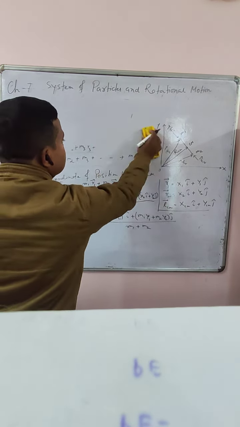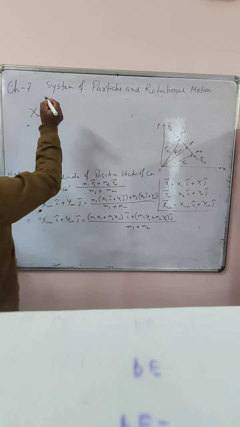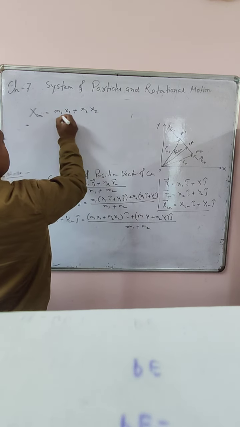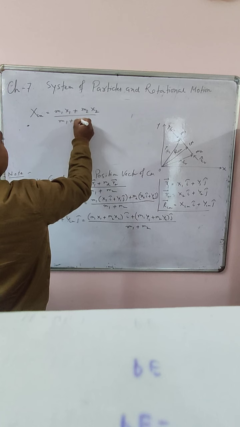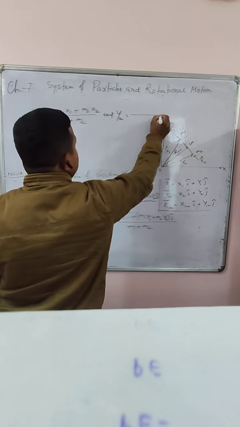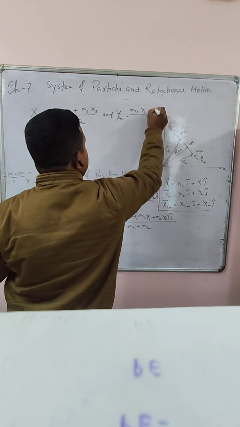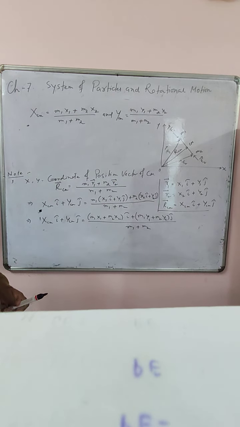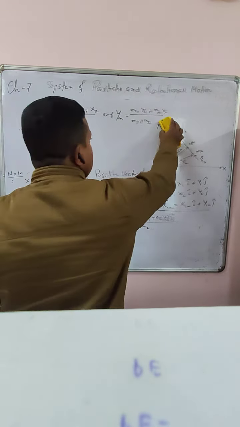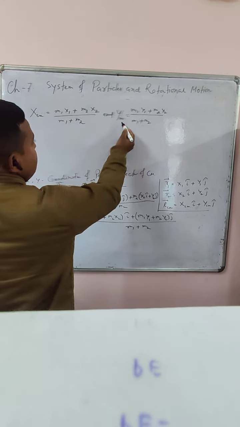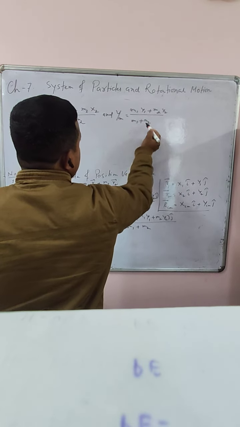Now just comparing, you can write xcm. It will be what? m1 x1 plus m2 x2 by m1 plus m2. Okay. And ycm, it will be what? m1 y1 plus m2 y2 by m1 plus m2. So we got the xy coordinate of what? Center of mass. So you see the x coordinate is m1 x1 plus m2 x2 by m1 plus m2, and y coordinate m1 y1 plus m2 y2 by m1 plus m2.